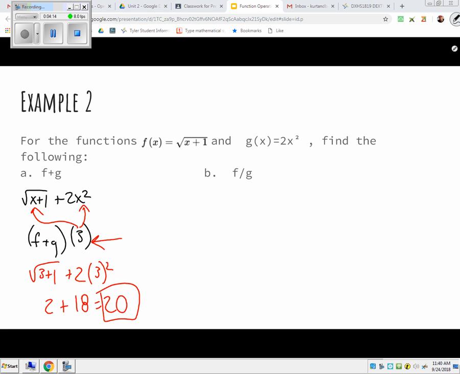If it just says f plus g, or f plus g of x, the square root of x plus 1 plus 2x squared would be my answer. So f divided by g, really, it doesn't get simplified a lot. Like I said, when we get to domain, it's going to get a little bit hairier as to what we need to do with it, but that's going to be fine for what we're doing right now.